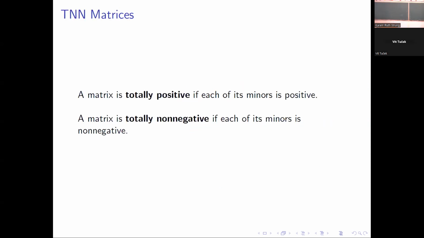Okay, so I will start very slowly. It's still early. I will take matrices with real entries, and I will say that the matrix is totally positive if all of its minors of all sizes, in particular the entries, are positive, and the matrix is totally non-negative if all of its minors are non-negative. Okay, so that's a very easy definition.